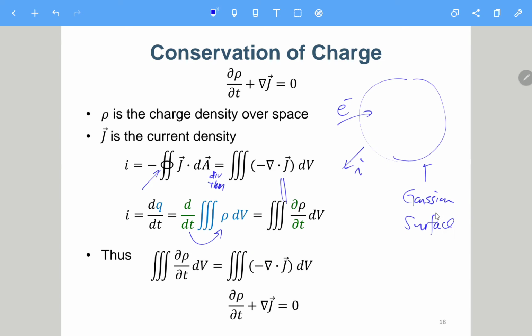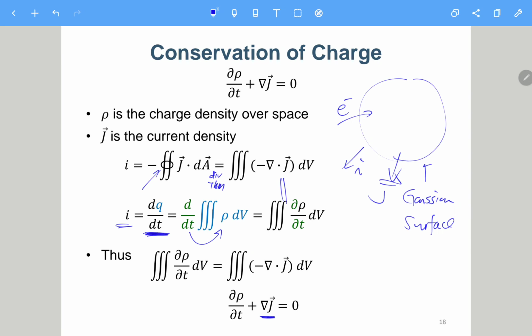And since you can arbitrarily choose the Gaussian surface, the integrands themselves must equal each other. So partial rho partial t plus the divergence of J equals 0. It means that if we have some current density flowing outside, it will change the charge density. Because current density means there is some current, and current really means that the charge is moving with respect to time.